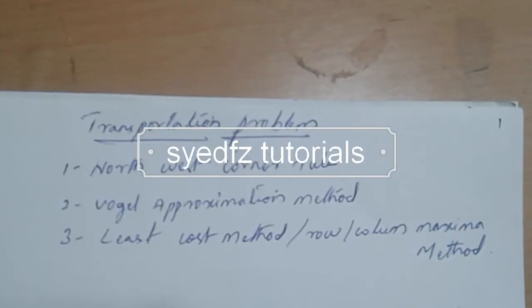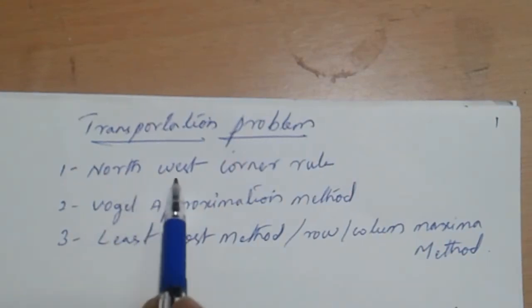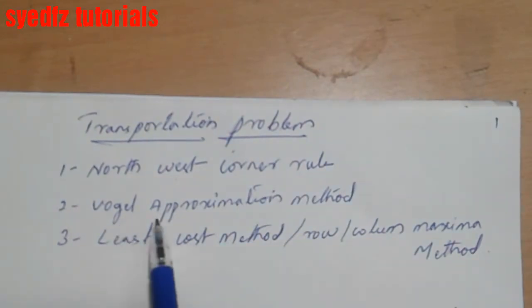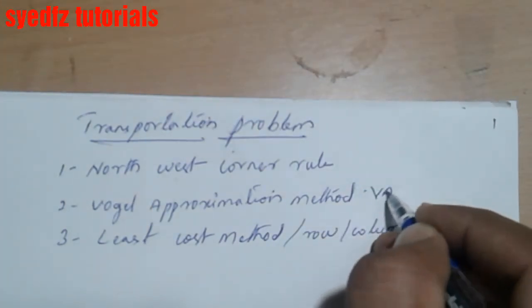Hello guys, in this video we are going to learn the transportation problem. The transportation problem can be solved by three different methods. First is the northwest corner rule. Second, VAM, which means Vogel approximation method.